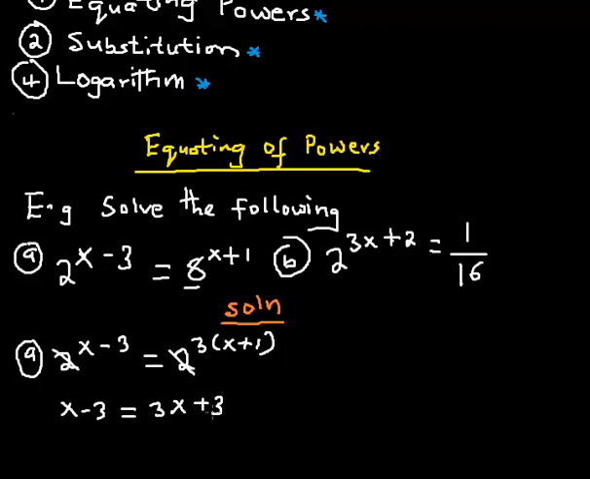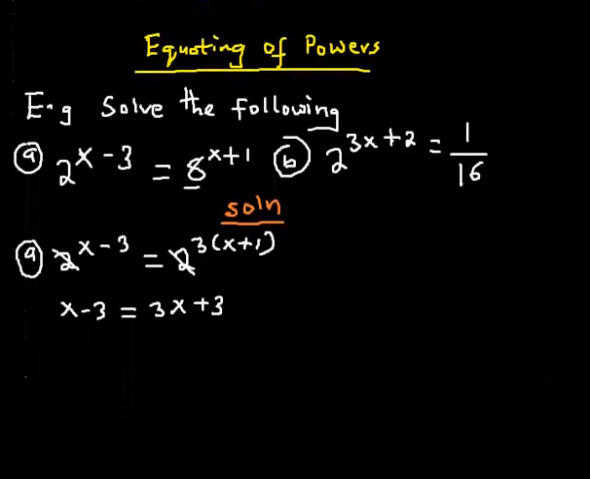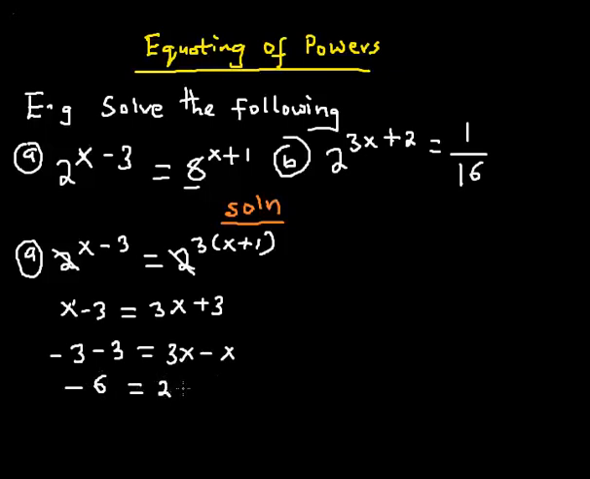So I have to collect like terms together. Let me take plus 3 to the other side: minus 3 minus 3 gives minus 6. The x comes over here, that's going to be minus x. So I have minus 6 is equal to 3x minus x, that's 2x. That means my x is equal to minus 6 divided by 2, which is minus 3. So my x is minus 3.